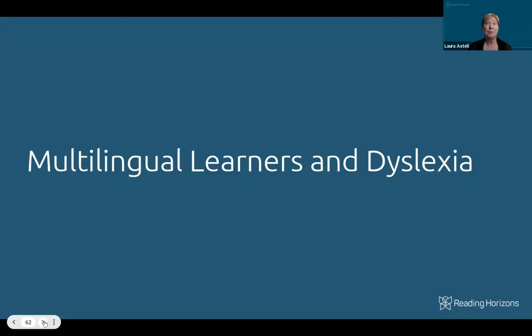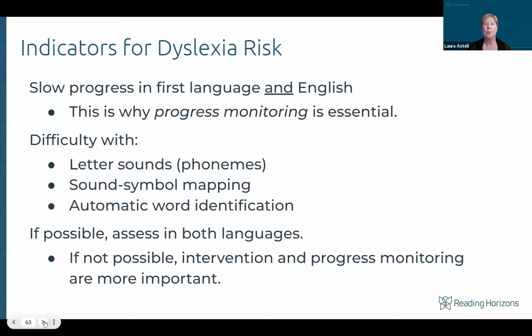I want to talk about this just briefly before we end, because we know that dyslexia exists across languages. A lot of times people ask, well, how do you know if it's a language barrier or if it's dyslexia? And the answer is, in the beginning, you probably don't. So you're going to start with language. If you're able to assess in both languages, great, that's really helpful. But in many cases, we're not able to.